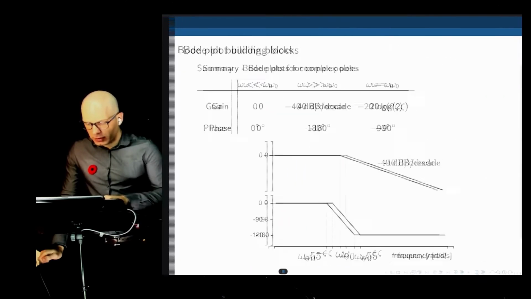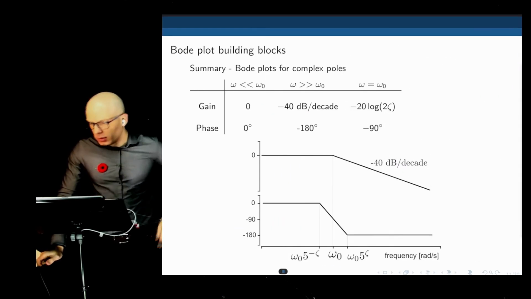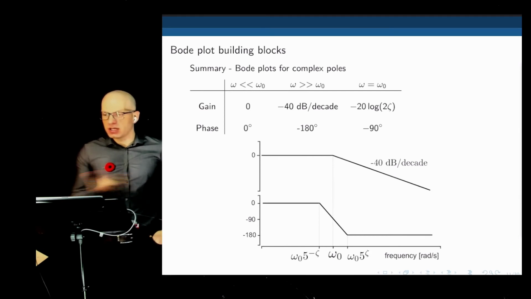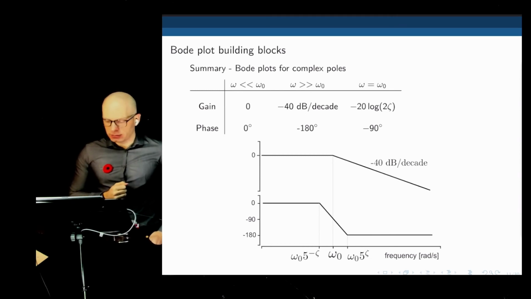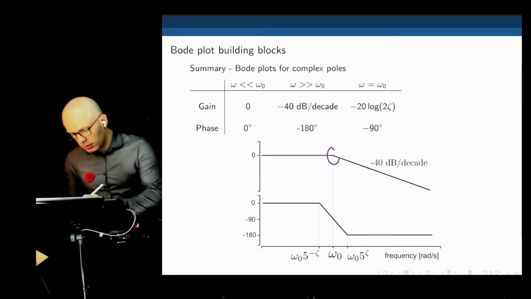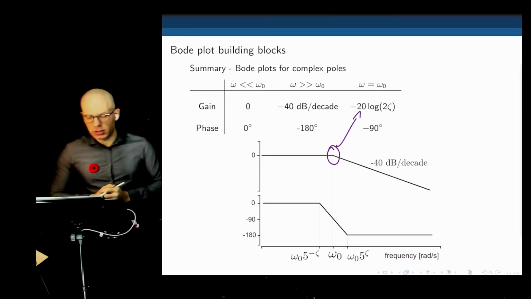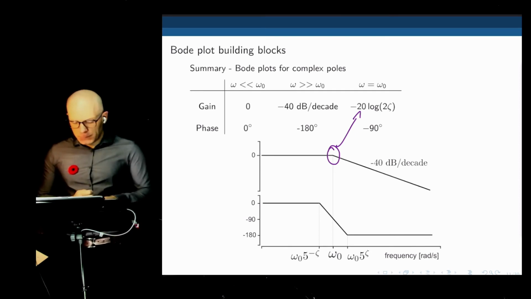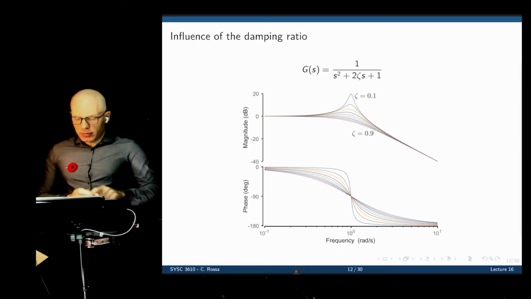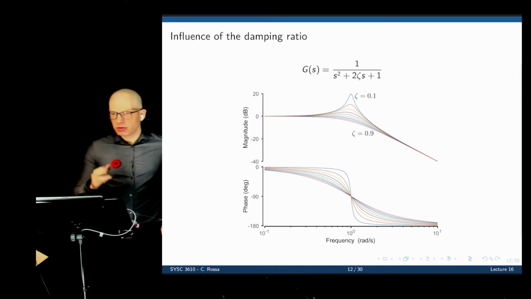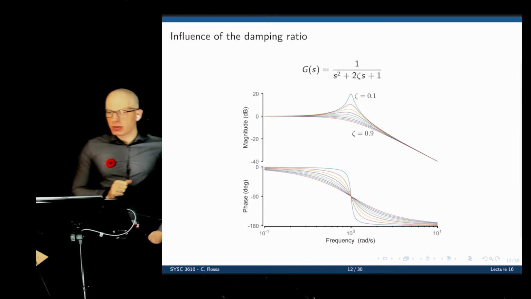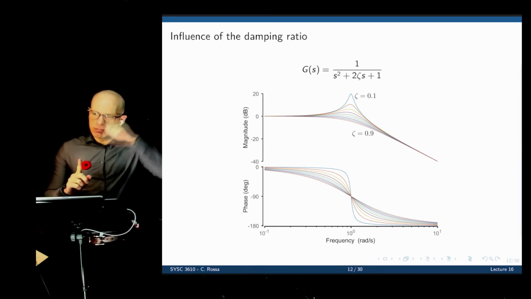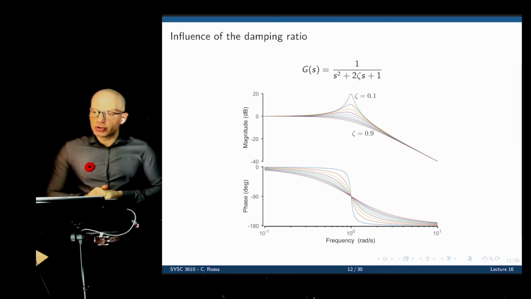Okay, so if there are none, here is, again, a summary. You can see the Bode plot exactly like the one we had for the real pole, just the slope and the phase have shifted. And what happens at this point will depend on the damping ratio. Here, this is for that specific transfer function, and I'm varying the damping ratio from 0.1 to 0.9. And you see now these bumps that occur when the damping ratio is smaller than 0.5.